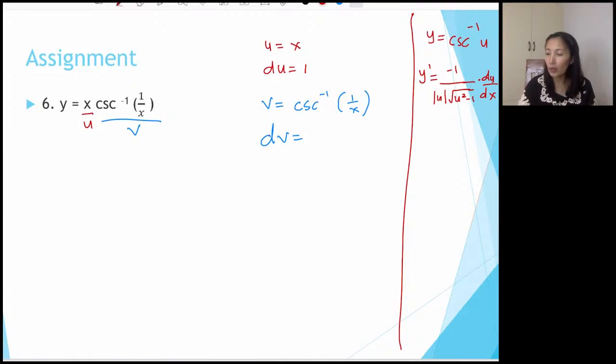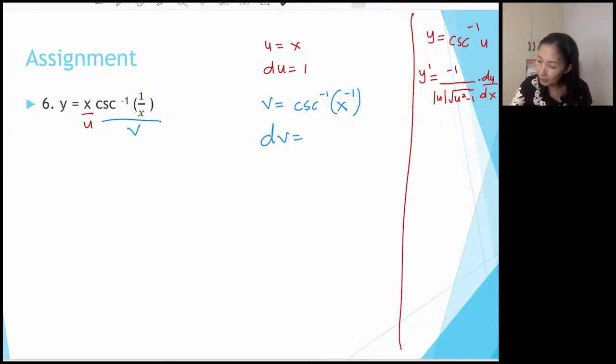Okay? So, v is our cosecant of, instead of 1 over x, I have to write it in exponential form. Let me write it as x raised to negative 1. Okay? X raised to negative 1. It's easier to get the derivative if it is written in that manner, x raised to negative 1.